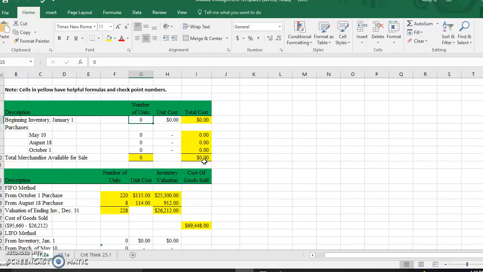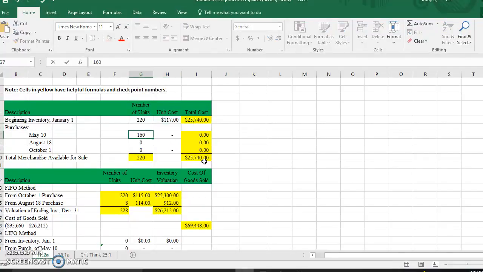So your beginning inventory is 220 units. You can see it says right there at the top. Your unit cost is 117. So your total cost is $25,740. I've gone through and I've programmed formulas with all of this.